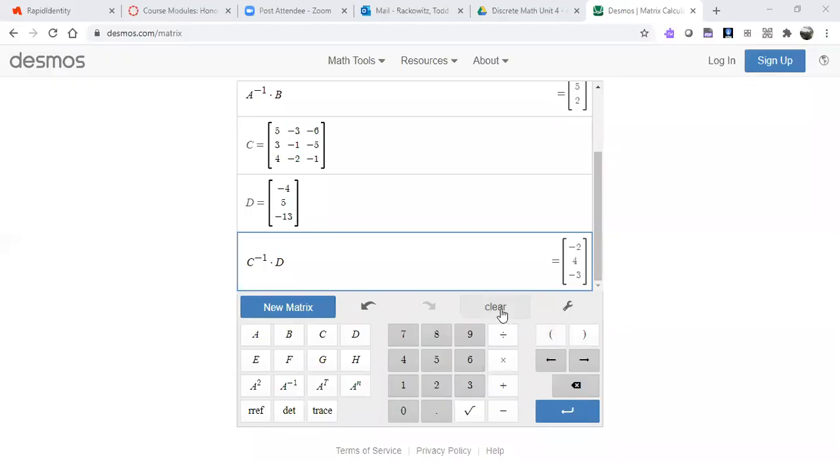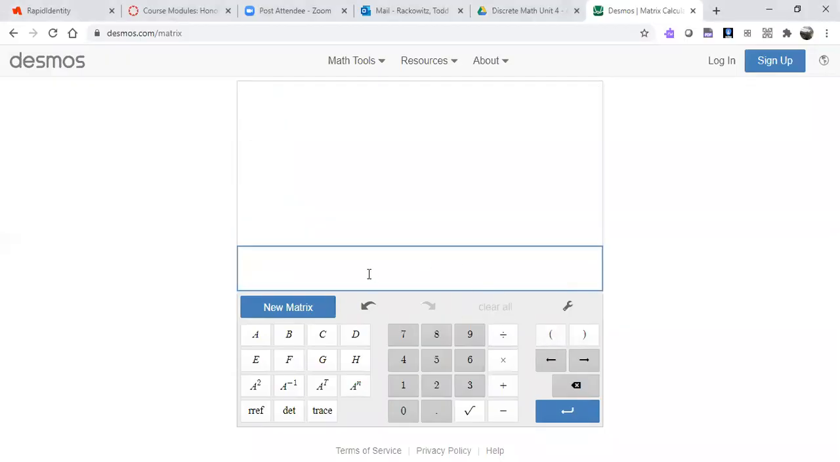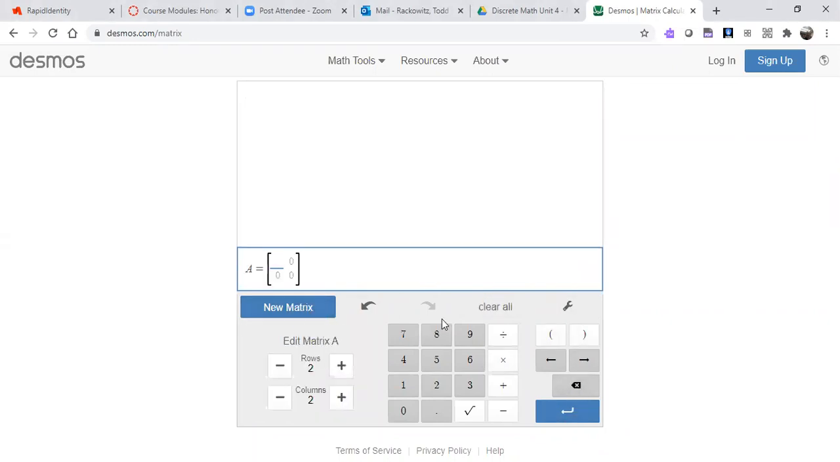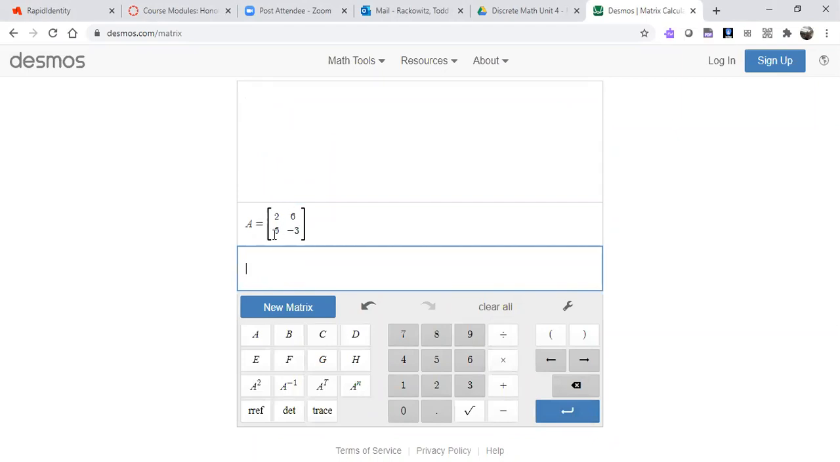So if you're over here, just clear all. So if I have that, I'm going to start with, oh, get rid of that. My new matrix, I'm going to start with the coefficient matrix, right? The 2, 6, 6, -3. That's going to be my denominator matrix. It's for both of them.